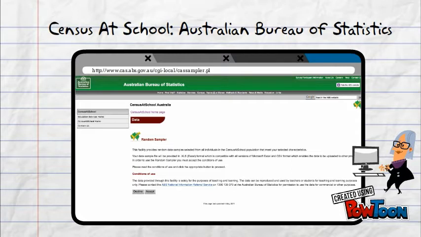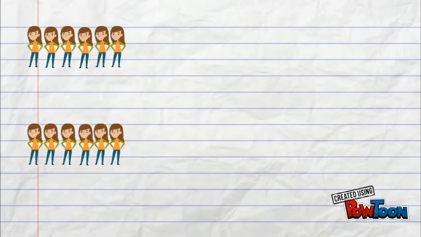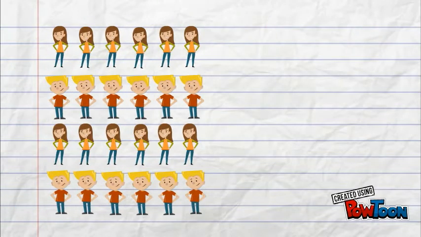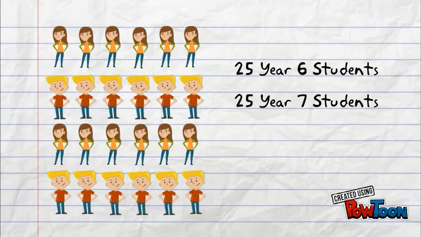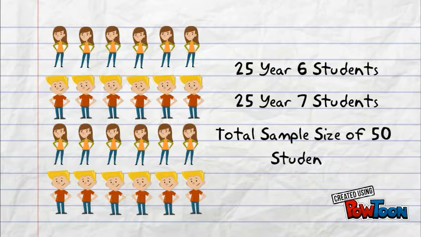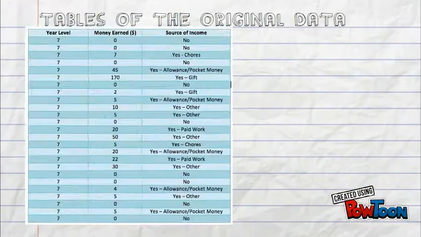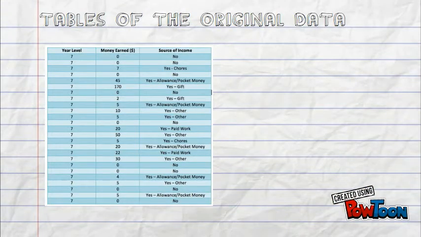in numeracy and mathematics. To answer my question and remove any bias, I asked a sample for an equal data set. 25 Year 6 students and 25 Year 7 students were surveyed. Therefore, I used a total sample size of 50 students, large enough to notice any patterns of relevant information in the data. The table on the left shows the original data for students in Year 7.